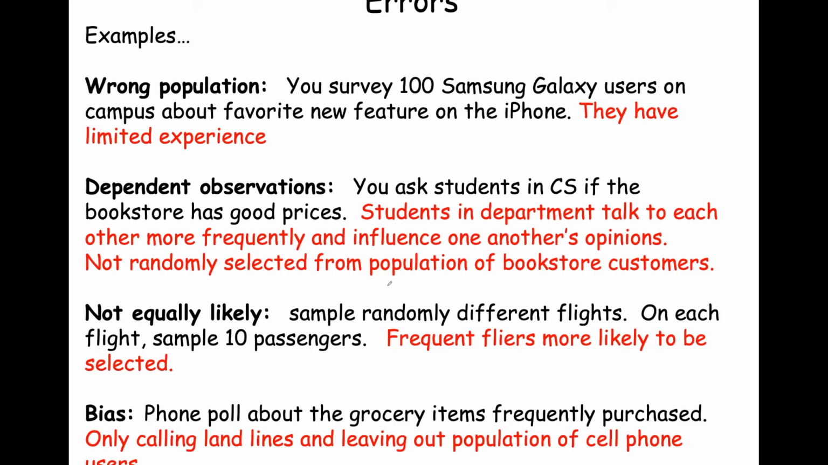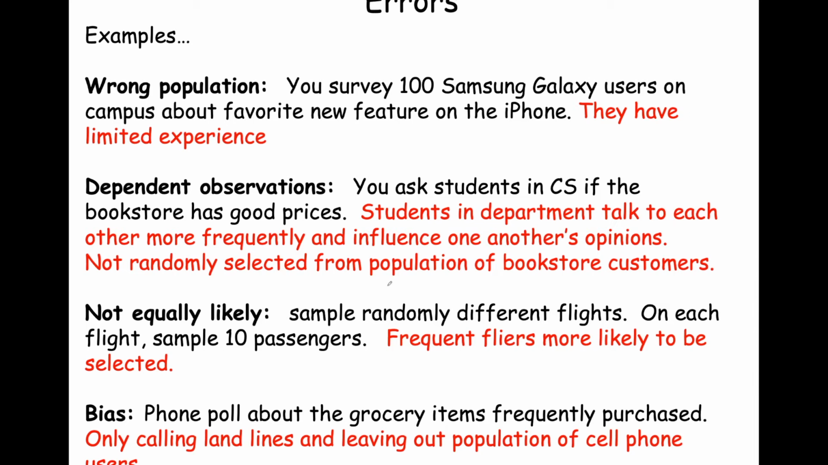So let's look at the root cause or the issue underlying each of these examples of errors. With the first one, the wrong population, well, Samsung Galaxy users don't have much experience with the iPhone. And so the statements that they make are not going to be valid because they don't represent the broad population of people who have a lot more experience on the iPhone. So your conclusions are going to be very, very wildly varying and not going to be appropriate.